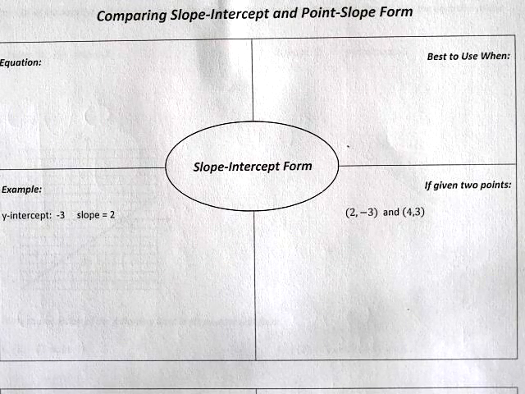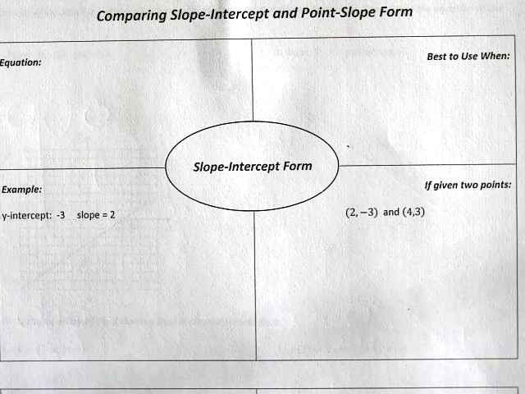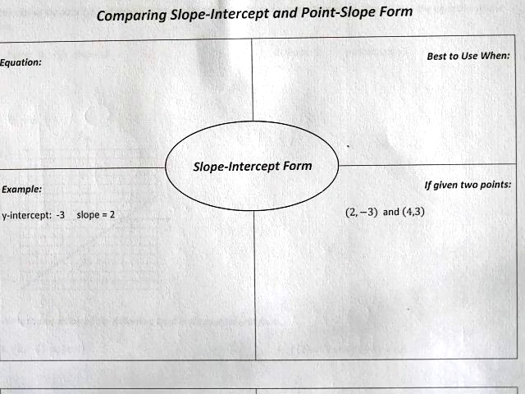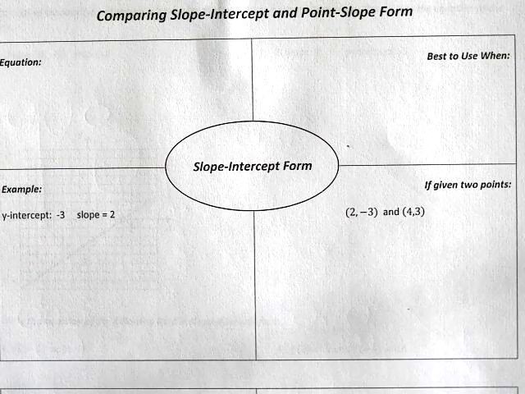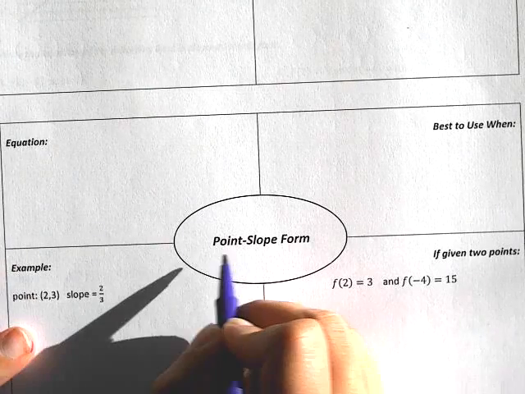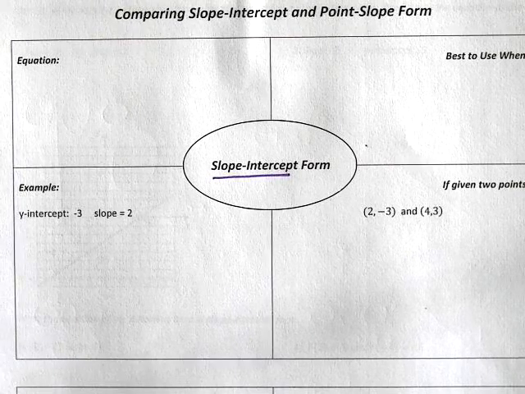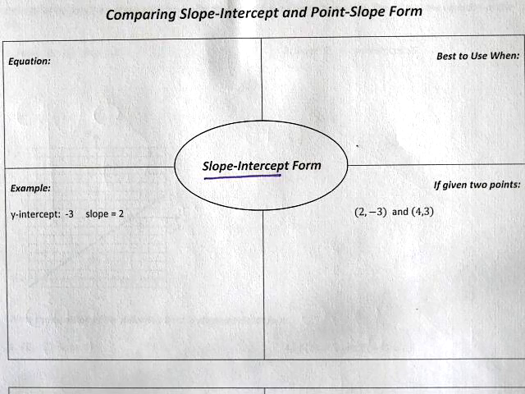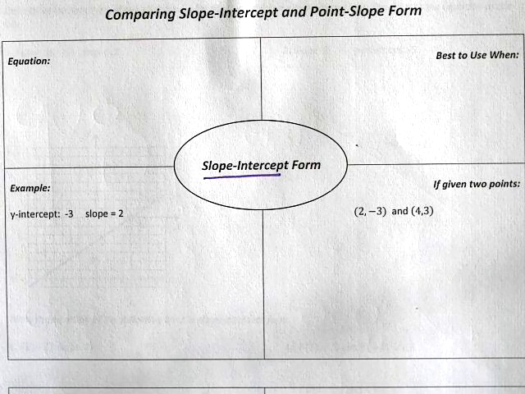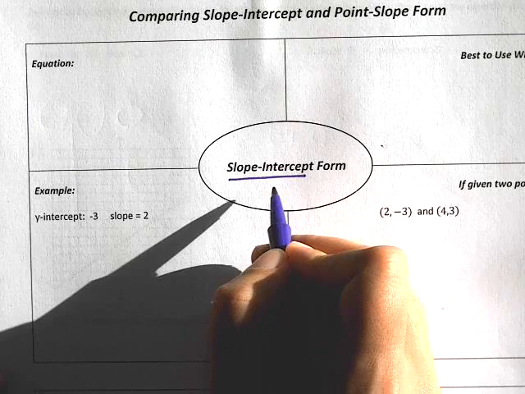Okay, we have spent the last several days talking about different ways to write equations of lines, and we came up with two main methods. We've got slope-intercept form, and we've got point-slope form. All that we're going to do today is look at when it's probably easiest to use which one, depending on the way the problem looks. So let's review a little bit.